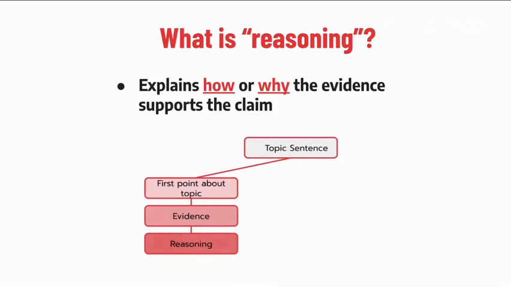So, once you've written your point, you included your direct quote or direct evidence from the text, you need to write a sentence that connects everything you wrote back to your topic sentence. Again, explaining why that evidence supports your initial claim.